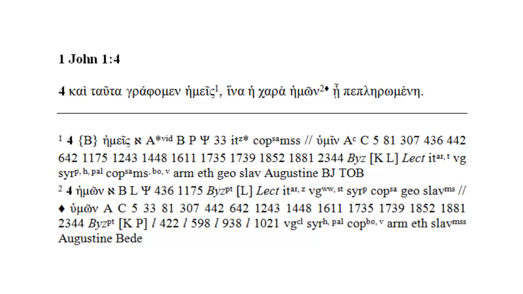Textual variants in 1 John 1:4. As the text reads, it says, "And we write these things in order that our joy may be full," or may be complete. Notice the superscript 1 by the word hemes and the superscript 2 by the word hemon. This is where we're going to have text critical variants.